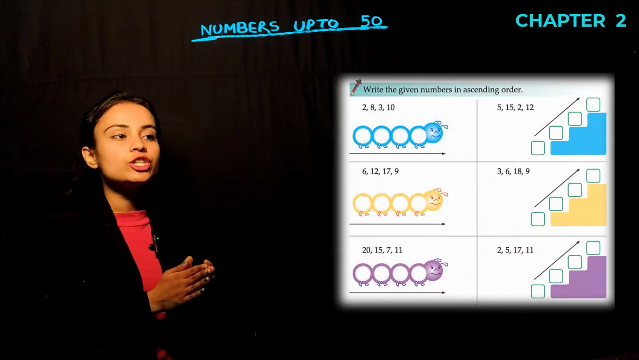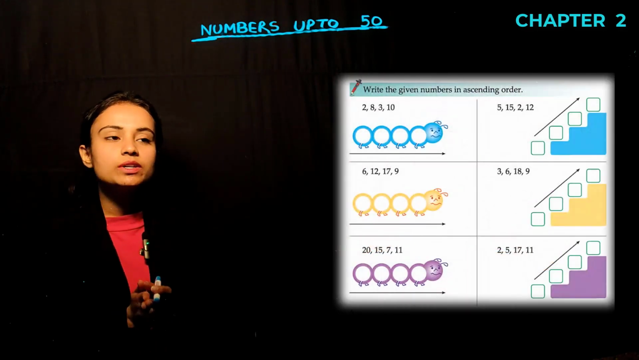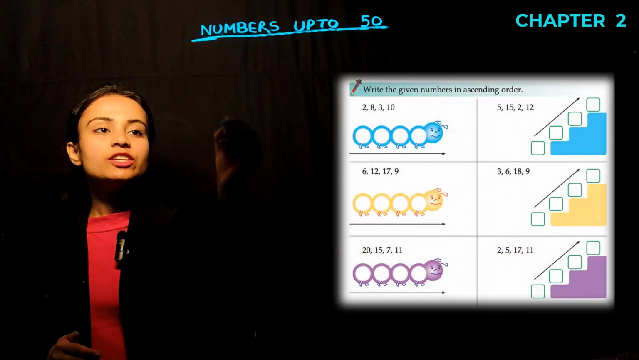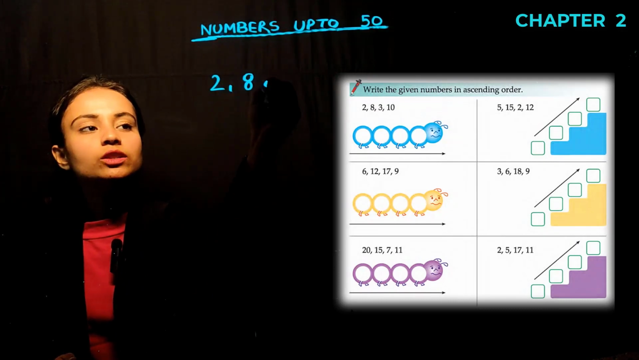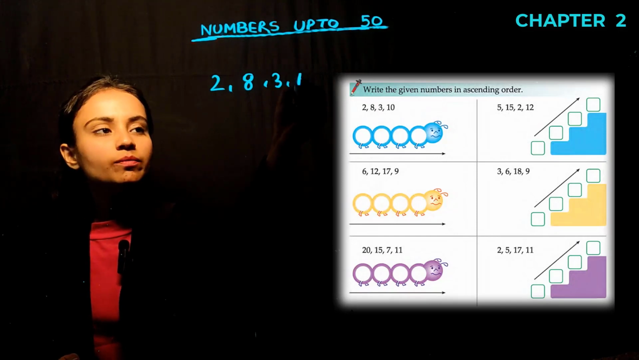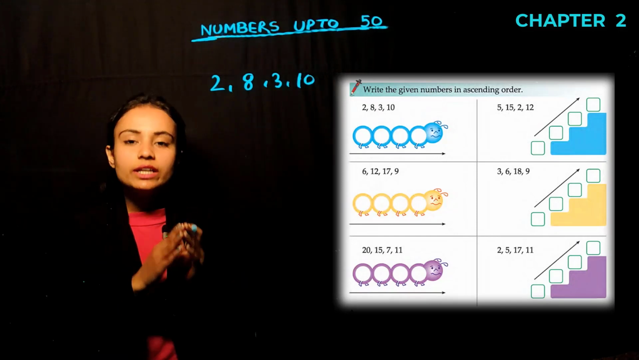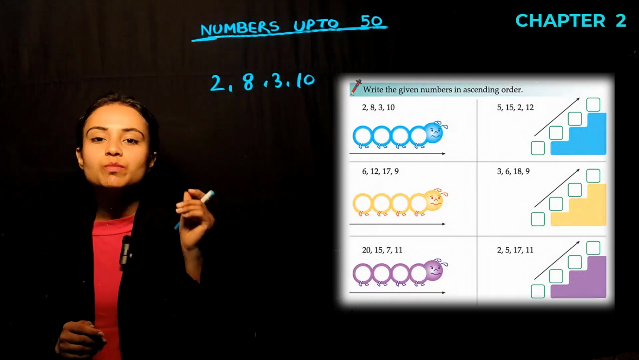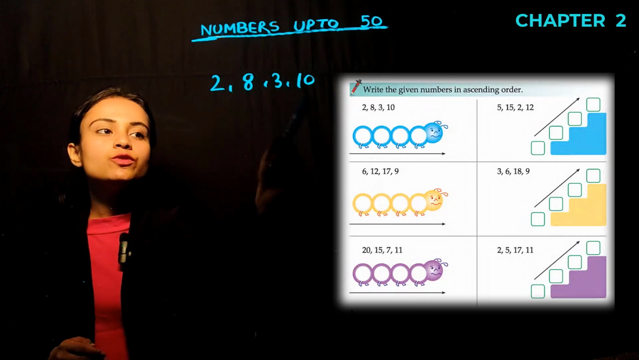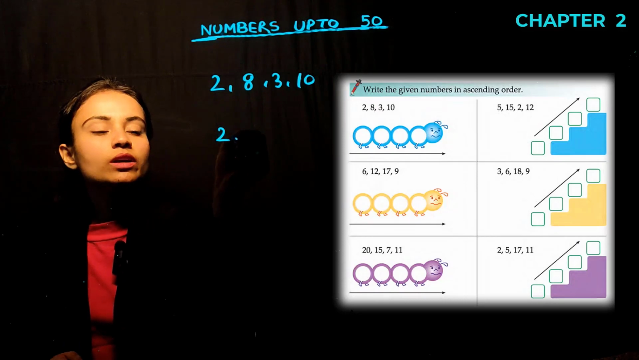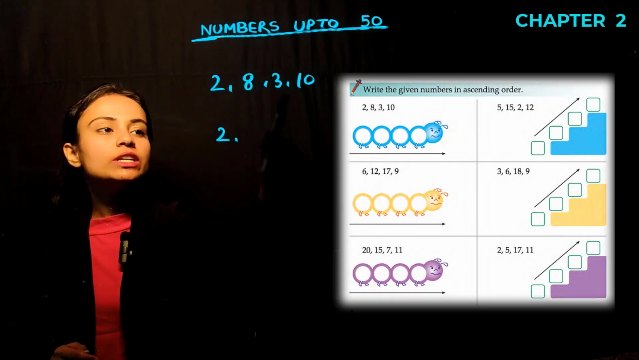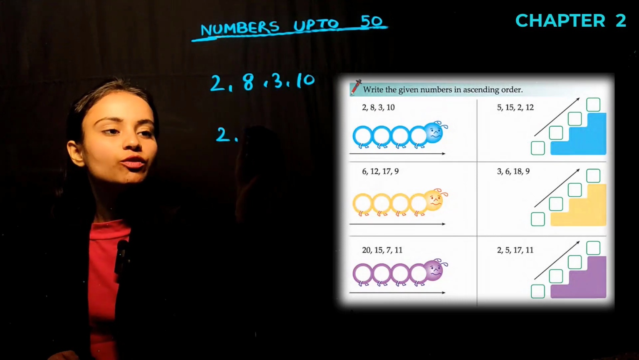In the following question, we have to write the given numbers in ascending order. Let's see the first part. We have 2, 8, 3 and 10. In increasing order, first we'll write the smallest number. Out of these 4, the smallest one is 2. So first we'll write 2. After 2, out of these 3, the smallest is 3. So we'll write 3.